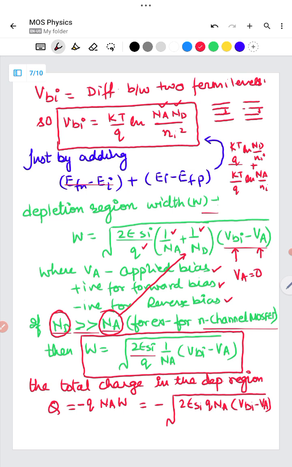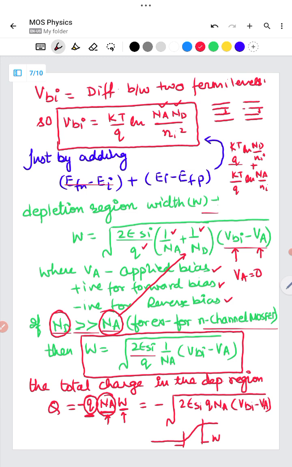What will be the total charge in the depletion region? The total charge in the depletion region will be the charge of one electron times the total number of dopants, NA, times the width of the depletion region. If you want to find the charge in this region, the width of the depletion region is W, the doping concentration is per cubic centimeter, and the charge of one electron is q. By putting the value of W here, you will get Q equal to the square root of 2 epsilon_Si q NA (VBI minus VA).